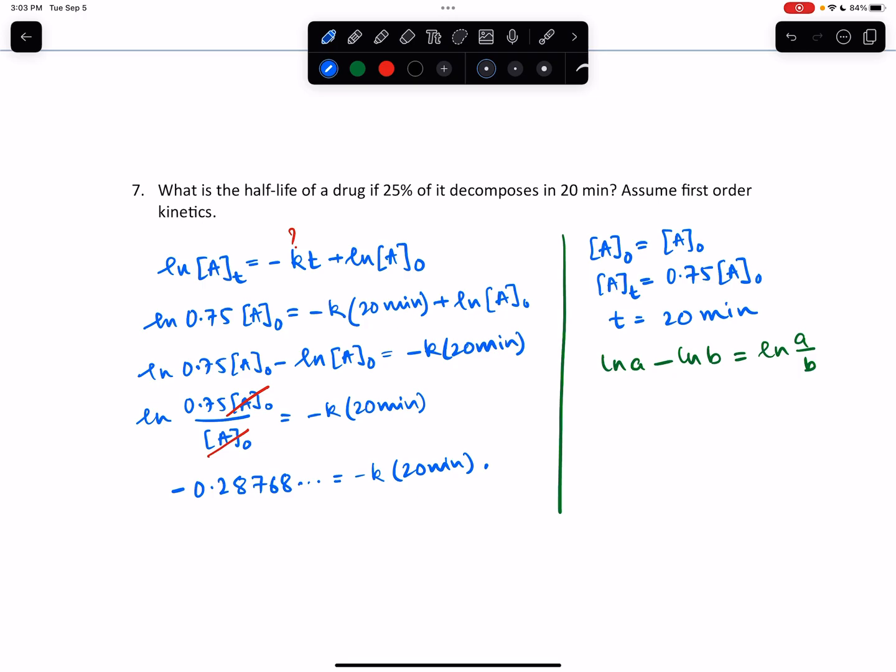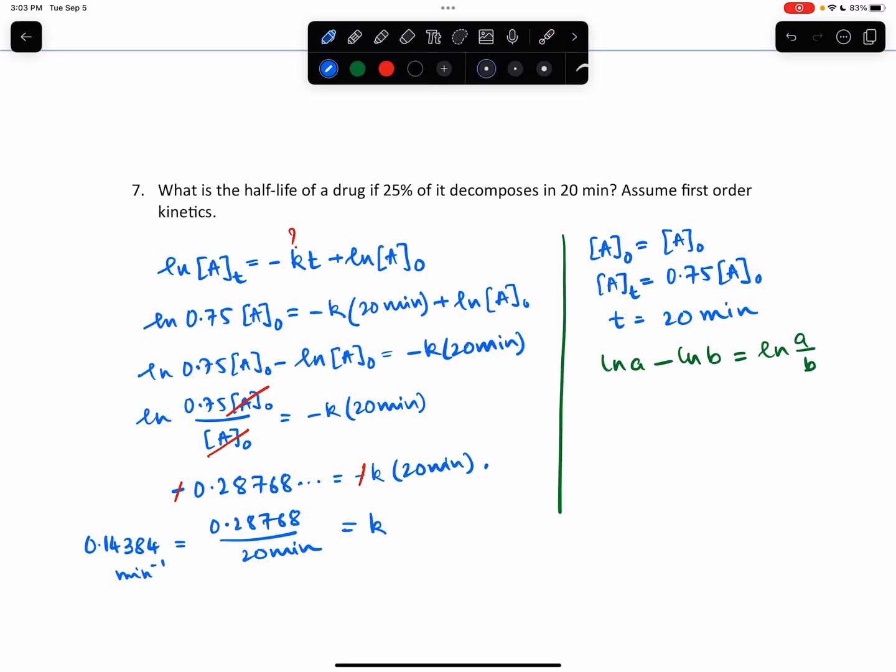So now if you have to solve for k, we can go ahead and cancel out those negative signs. So we're going to get k is equal to 0.28768 over 20 minutes, which is equal to 0.14384 per minute. So that is the value of the rate constant. Now, we're not applying the rules of significant figures yet because we're just trying to keep as many decimals as we can because we'll round the answer later on, okay?